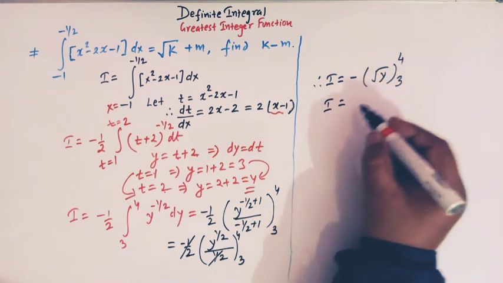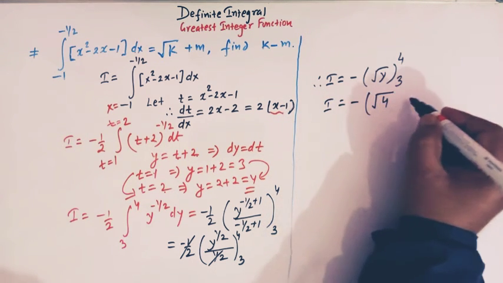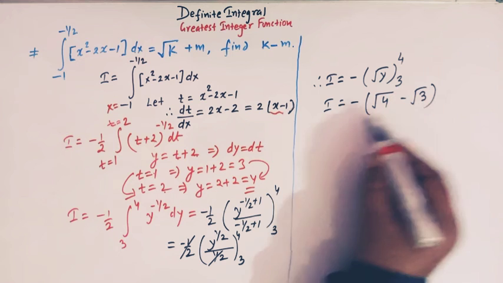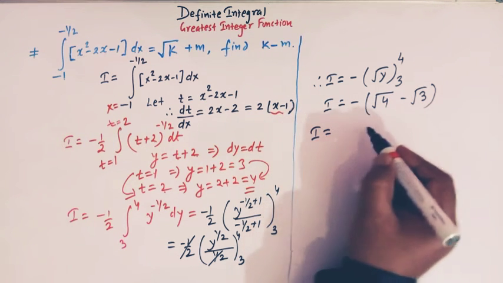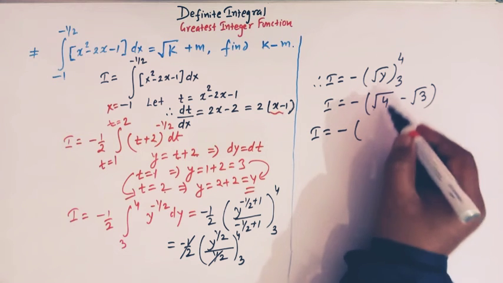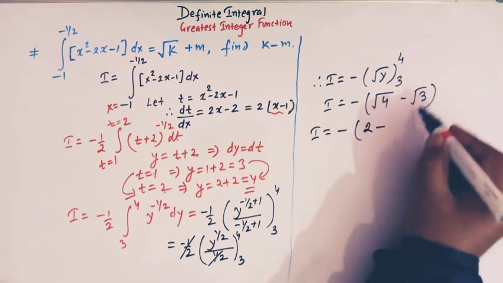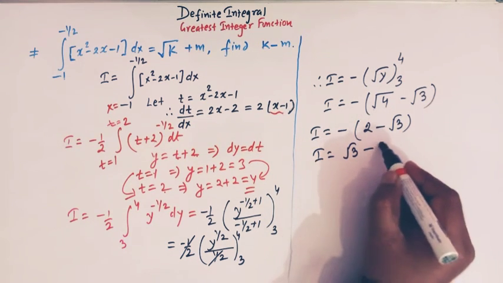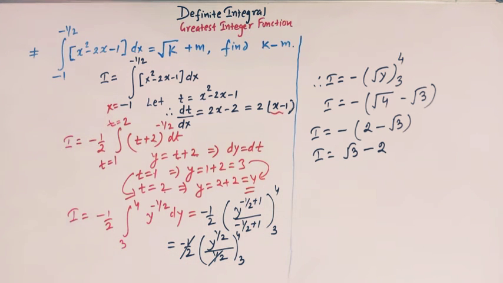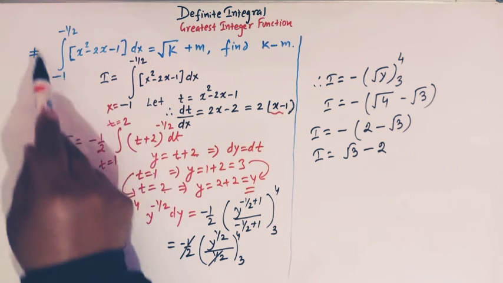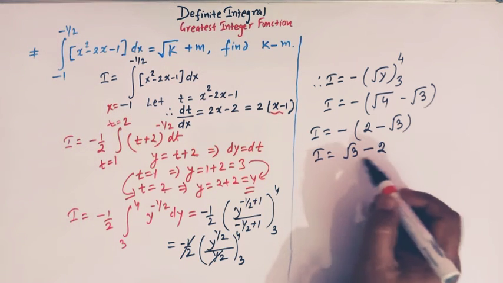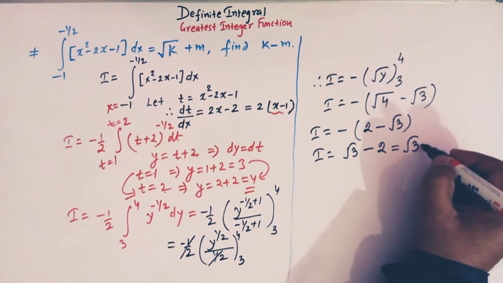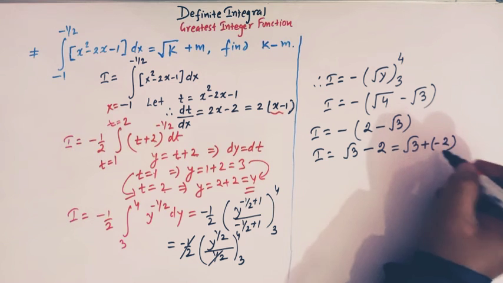So now we can substitute the limits. So we have square root of 4 minus square root of 3, right? So now I is equal to minus, the square root of 4 is 2, and here we have square root of 3, and I can be written as square root of 3 minus 2, right? So viewers, the value of this integral is equal to square root of 3 minus 2, which can also be written as square root of 3 plus (minus 2), right?